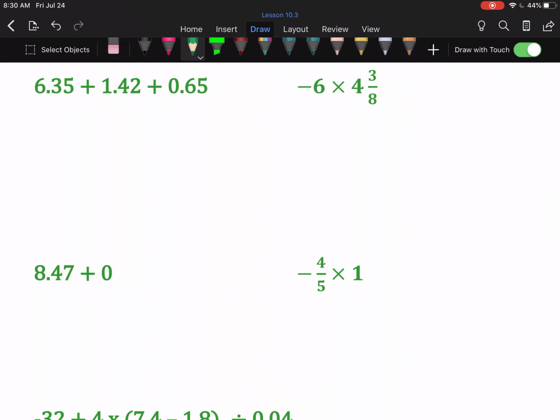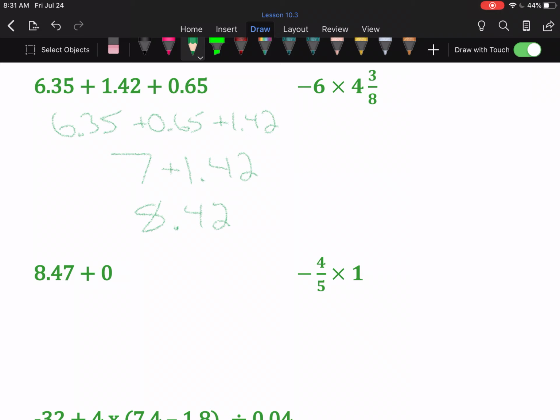With these decimals, if we reorder this problem, because I see this 0.35 and 0.65, they will actually combine nicely with each other. Because 35 and 65 combine to make 1. Those two decimal parts combine to make 1. So 6.35 plus 0.65 is just 7. And now 7 plus 1.42, well, 7 plus 1 is 8, and the 0.42 just comes along.